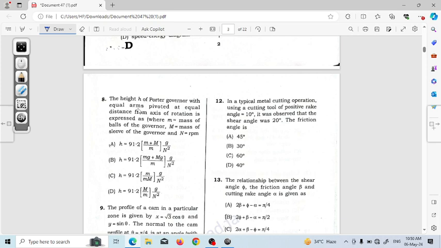The height h of a watt governor with equal arms pivoted at equal distance from the axis of rotation is expressed as, where m is the mass of the ball of the governor and capital M is the mass of the sleeve of the governor, and N is the rpm. So this is a formula based question. The sleeve height h will be 91.2 times (m plus capital M) divided by m into g by N square. So option A is the correct answer.